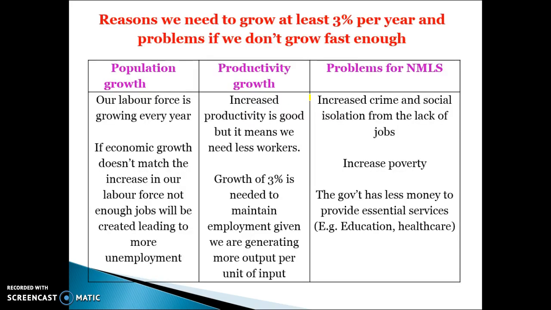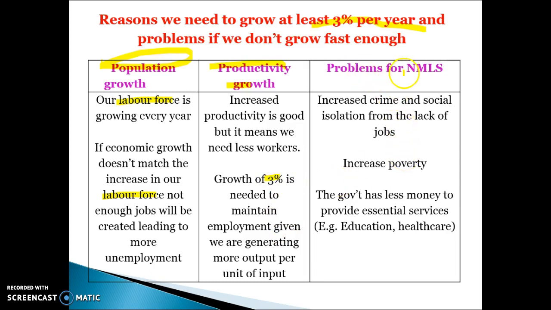services. So, really quickly just going through these because we've talked about them in the other videos, but we want to grow at least 3%, and that's because our labour force continues to grow every year, so we need to increase production to meet the increase in our labour force, otherwise unemployment will go up. Secondly, productivity growth. Increased productivity is good, but it means we need fewer workers. So unless we can grow our production to meet that increase in productivity, it's going to lead to more unemployment. So we need to grow at least 3% to match our productivity growth, so it doesn't reduce employment.